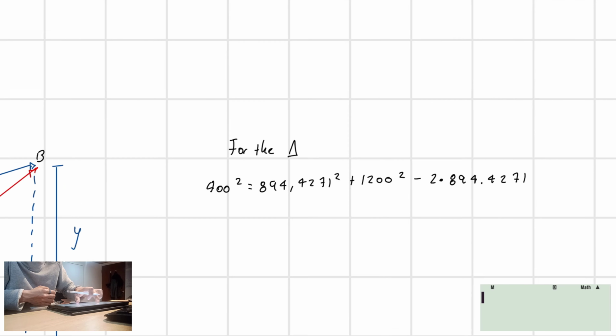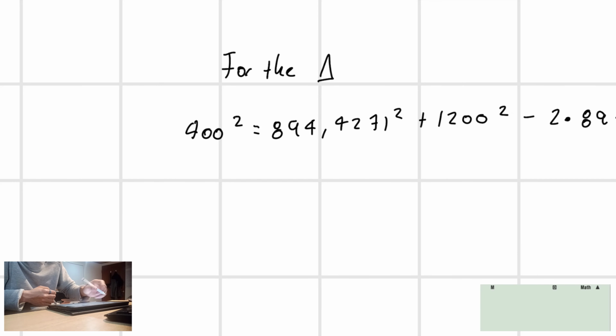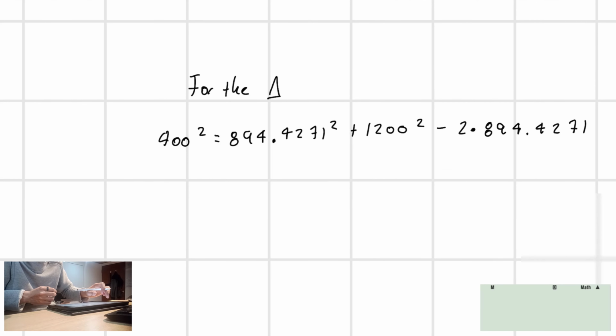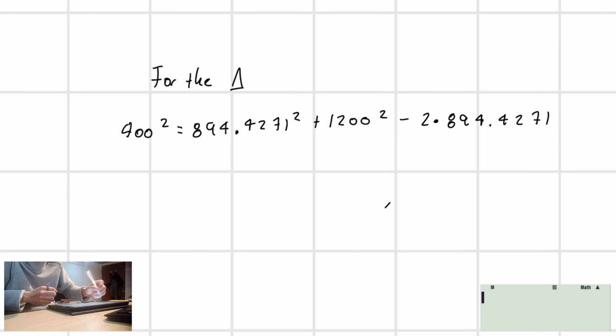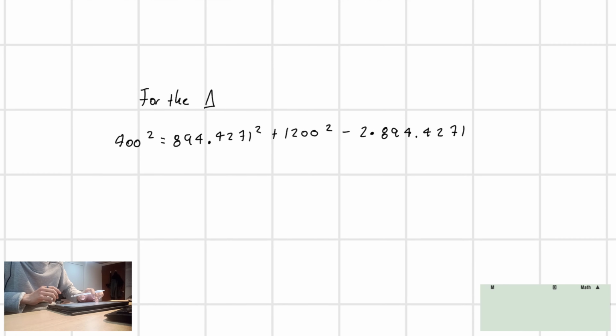894.4271. I'm sorry, this is a mistake, and please do not do this. When I'm writing on paper, I always write a point, but I don't know why on the tablet I always use a comma. But you have to maintain a notation for you to analyze the exercise later.